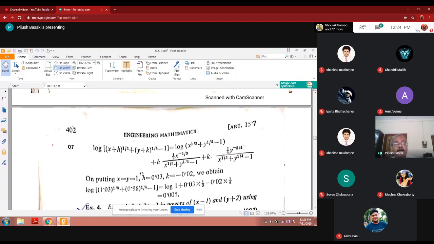Putting, now we take back. We have put x and y, but actually x, y is equal to 1. So h, k will be 0.03 and minus 0.02. See, you can understand that log 1.03 and 0.98 means 1 minus 0.02. That is why they have taken h, k as 0.03 and minus 0.02. Is it clear?